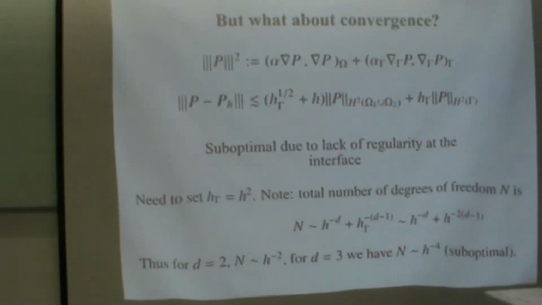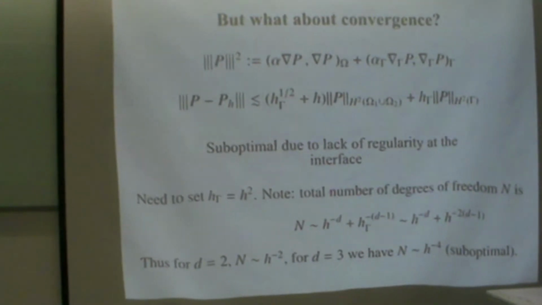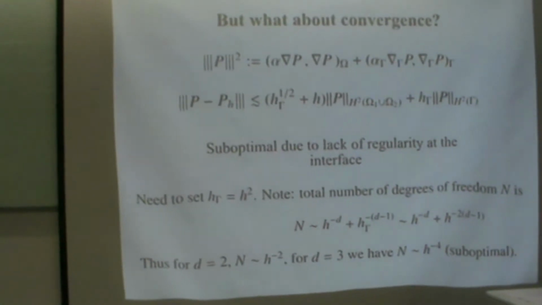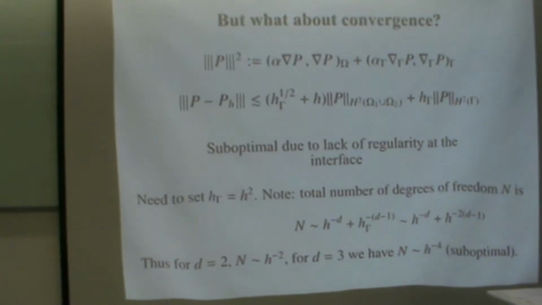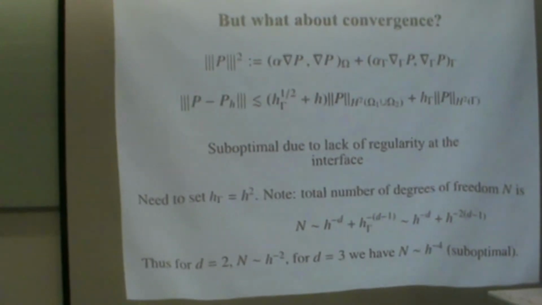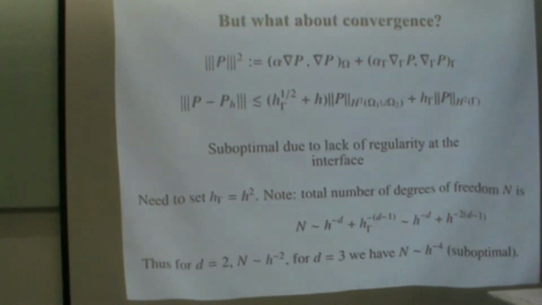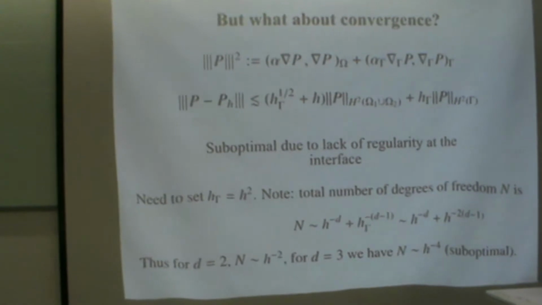But we notice that if we now refine around the interface, then if we set H gamma equal to H squared, then we have optimal convergence. And in 2 dimensions, this doesn't really matter so much because the number of unknowns scales the same way. In 3 dimensions, it's suboptimal, I give you that. But in 2 dimensions, it's okay.